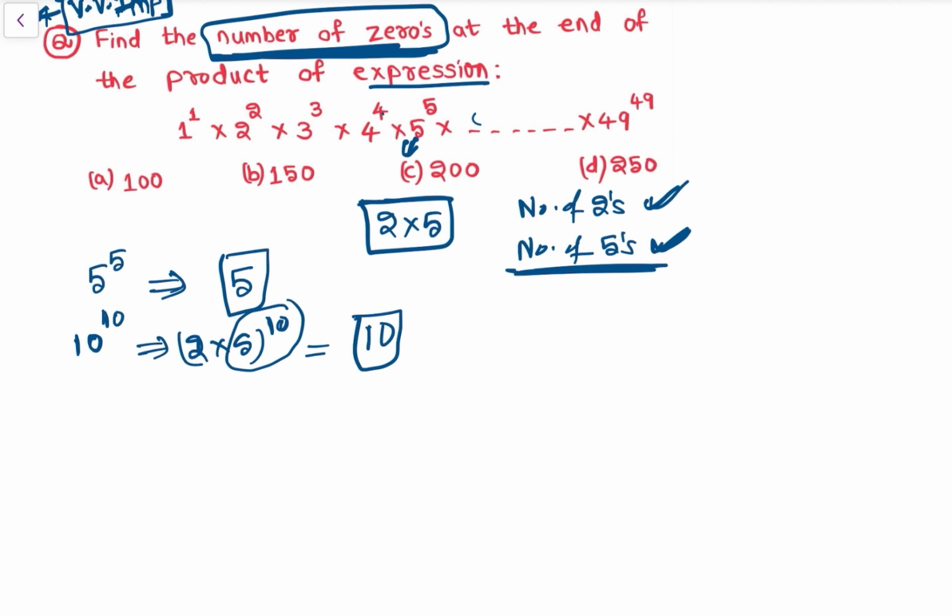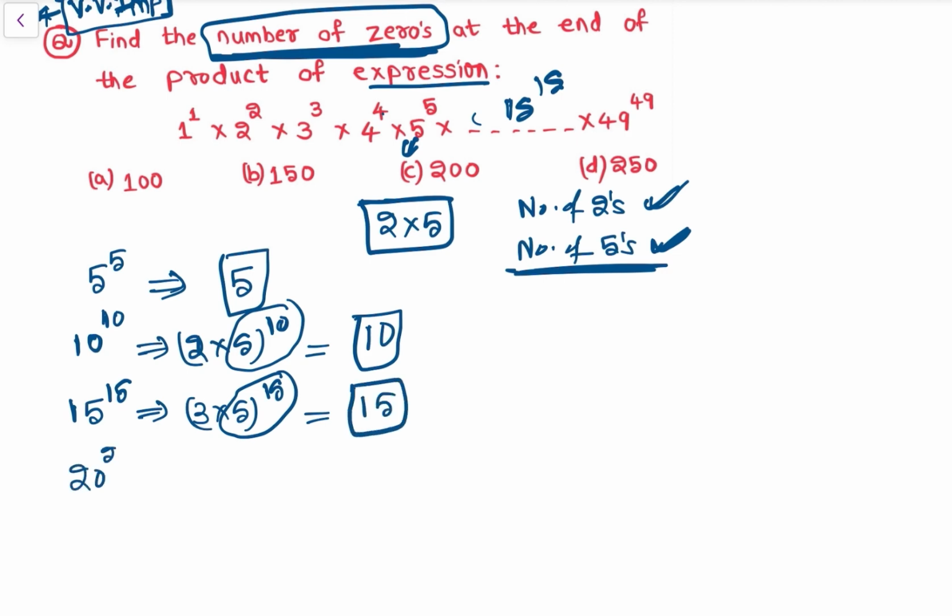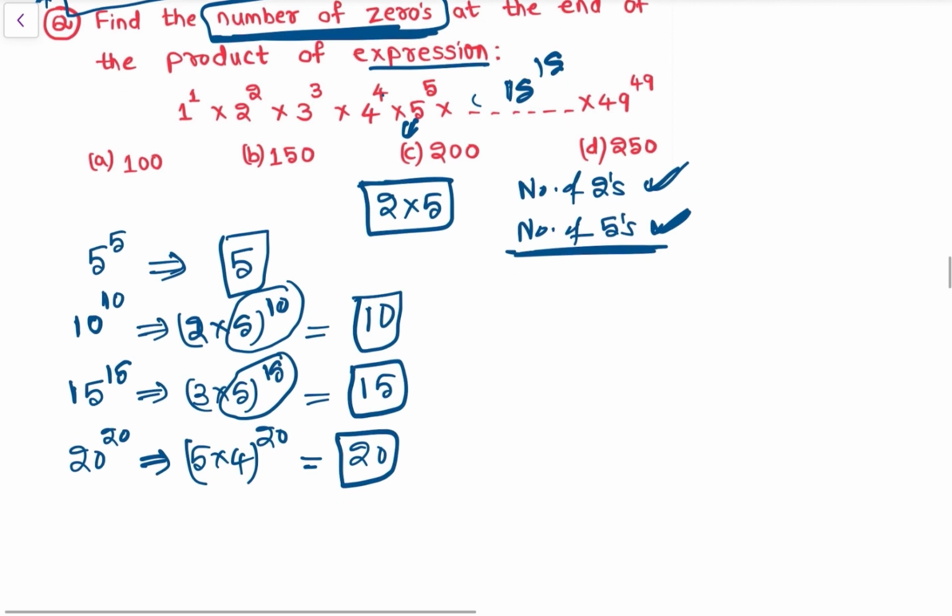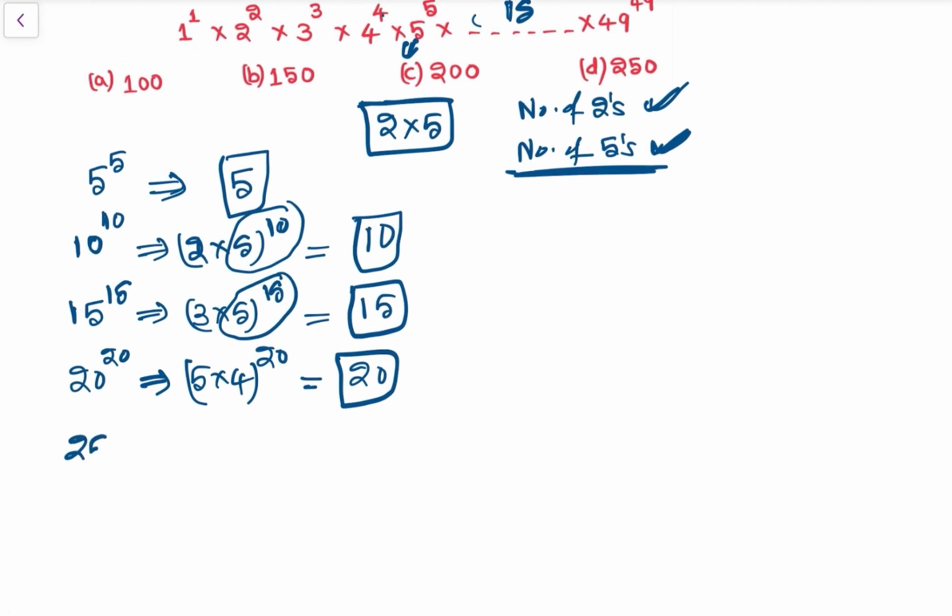ठीक है, then similarly 15 to the power 15 आएगा, उधर भी 5s होगा because 5 into 3. So next 5s is 15 to the power 15. ठीक है, that is 3 into 5 to the power 15. ठीक है, so number of 5s would be 15. ठीक है, then 20 to the power 20, that is 5 into 4 to the power 20. So number of 5s is 20. ठीक है, then see 20 के बाद 25 में 5 आएगा, so 25 to the power 25. So that is 5 into 5 to the power 25.